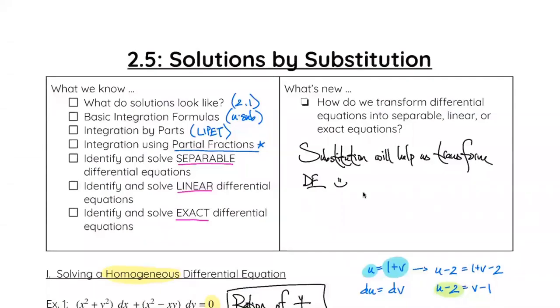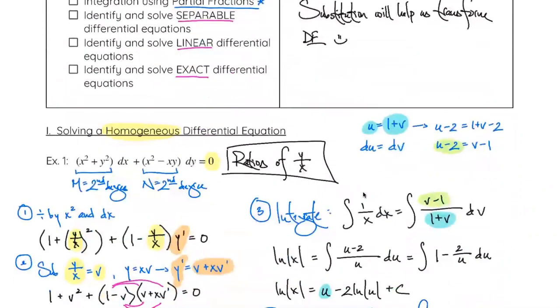All right, so yesterday we started 2.5. We took a look at one type of substitution. In particular, we looked at substitution into homogeneous differential equations. And the thing that we were looking for was ratios of y over x.